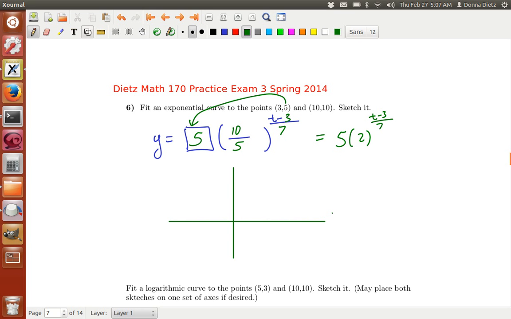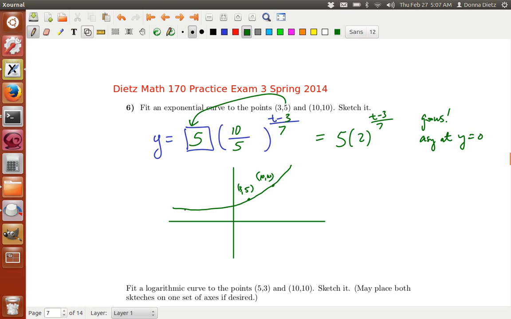Now let's go ahead and plot this guy. So we have the point over 3, up 5, and over 10, up 10. Okay, so it's going to look kind of like that. The important thing is to make sure it's growing and to make sure it has an asymptote at y equals 0.